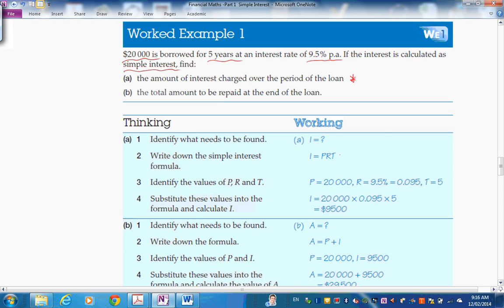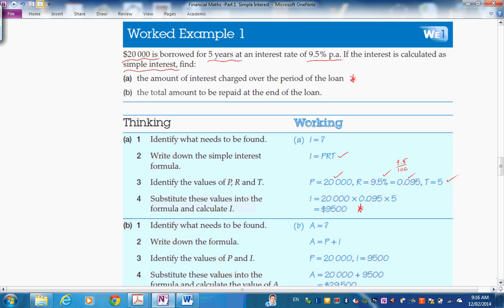So let's work it out. Principal times rate times time, then put in the numbers, list them down like this. It's $20,000, 9.5%, which is 9.5 over 100, fairly high interest rate, time is 5 years. So you will actually be charged an amount of interest of $9,500.